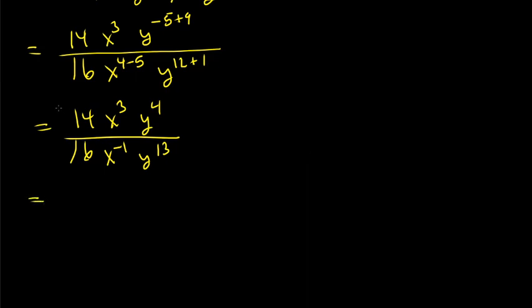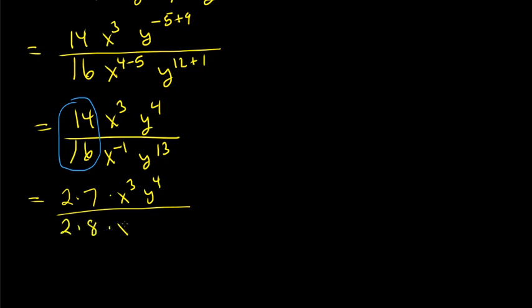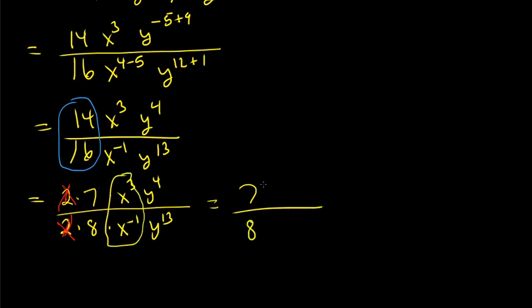Right, now first of all, let's take care of the 14 over 16. That just reduces to 7 over 8, right? So we have 2 times 7 on the top, and then 2 times 8 on the bottom. So cancel the 2's. And you're left with 7 over 8, right? So 7 over 8. And then just subtract the exponents. 3 minus negative 1 is 3 plus 1, which is 4. And then 4 minus 13, right, is negative 9.